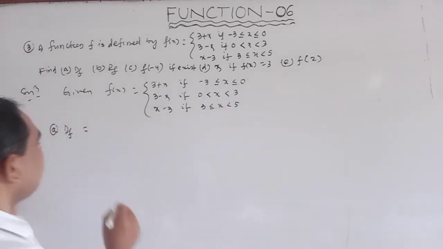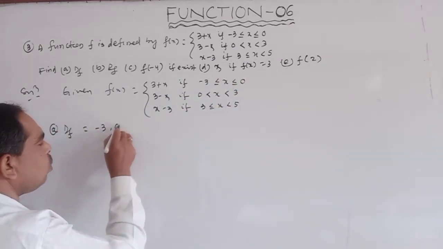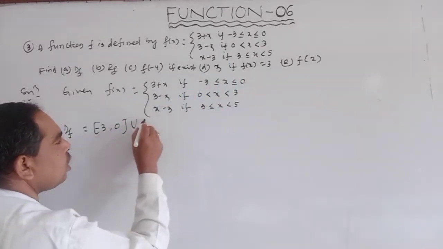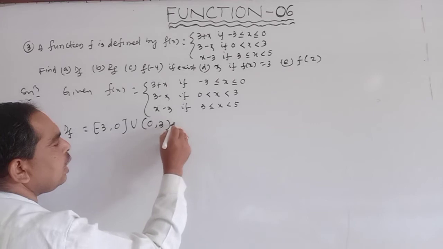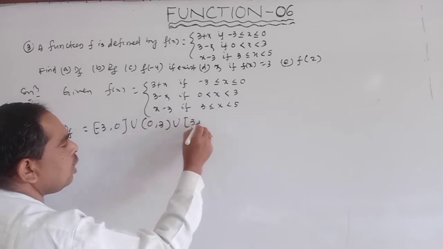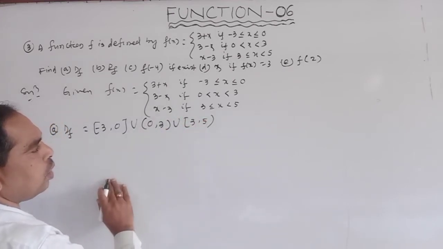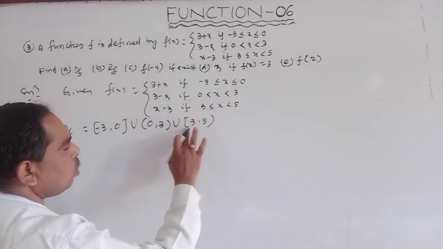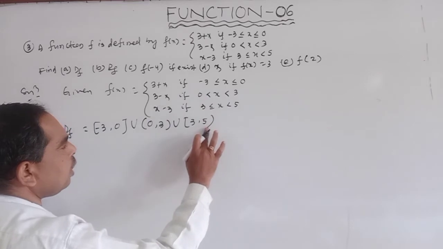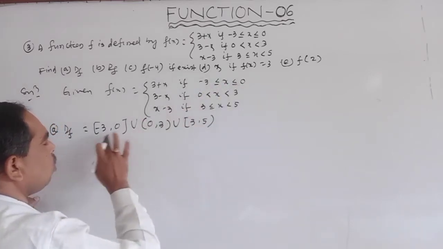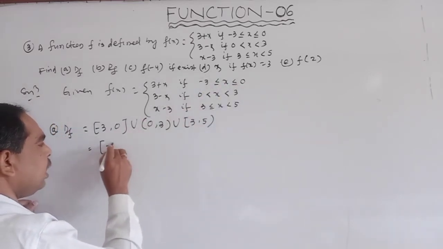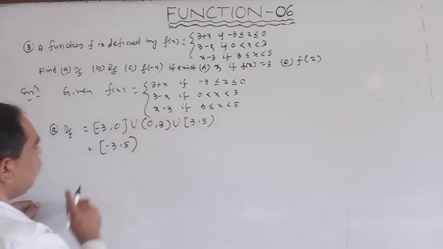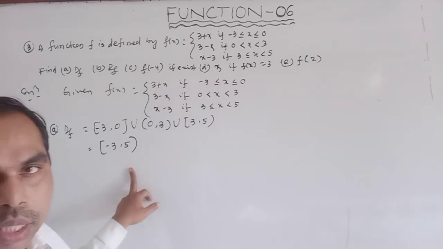Which means -3 to 0, union 0 to 3, union 3 to 5. Where equal is there it is closed, where equal is not there it is open; here both ends have equal, so closed. So the domain of f is -3 to 5.